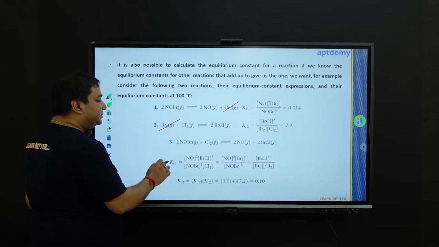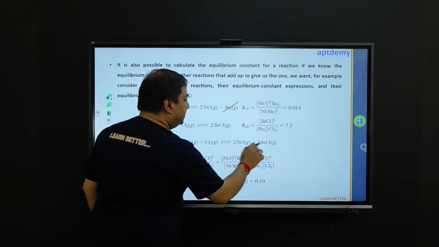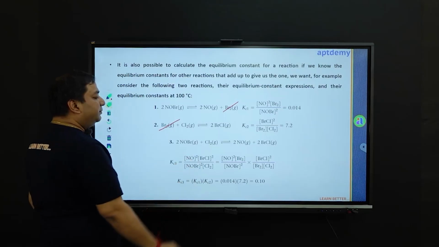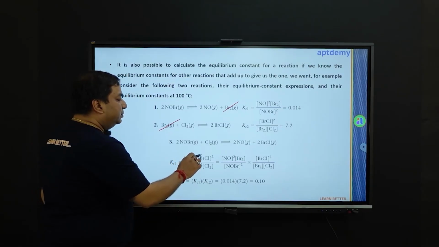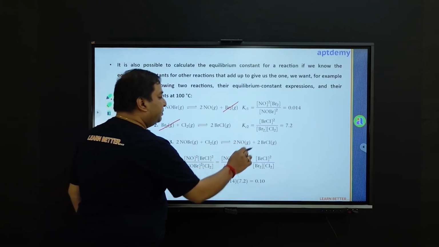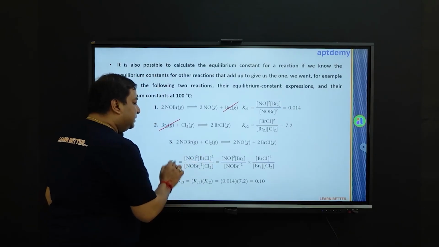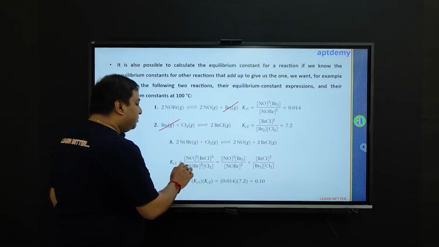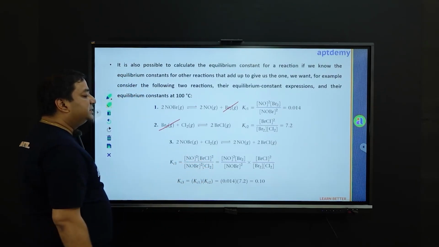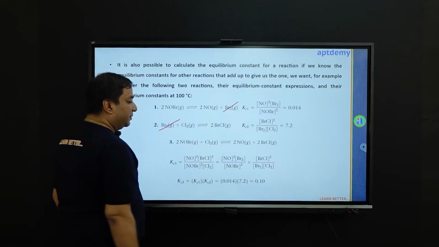So let us write the equilibrium constant expression for equation number 3, and so over here these are the products and these are the reactants. So we will say concentration of NO raised to the power 2 multiplied with the concentration of BrCl again raised to the power 2, as the coefficients before these two are 2, and then that is above, or we can say divided by, concentration of NOBr raised to the power 2 multiplied with the concentration of chlorine whose coefficient is 1.